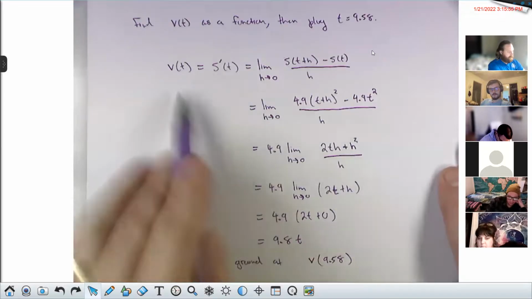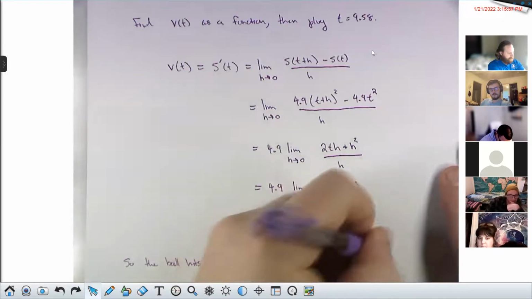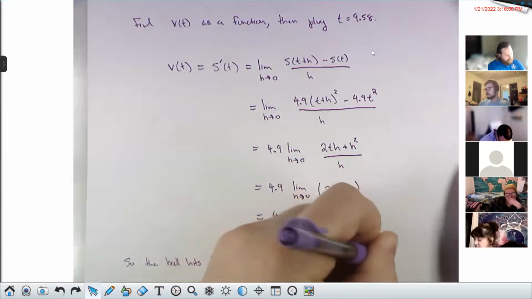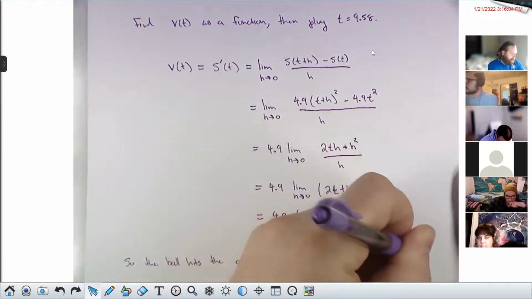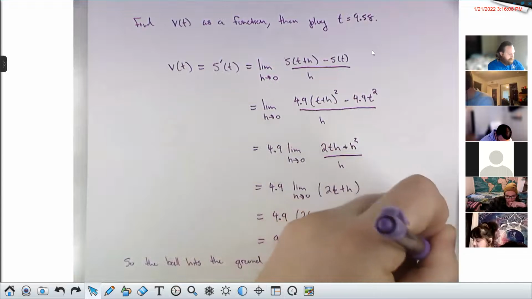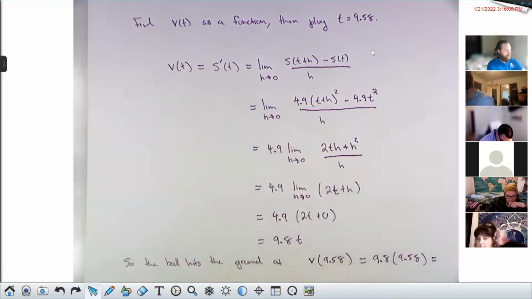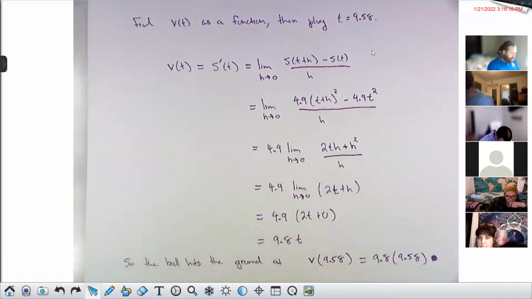And since v of t is 9.8t, this is 9.8 times 9.58. I'll put it down here. About 93.888 meters per second.